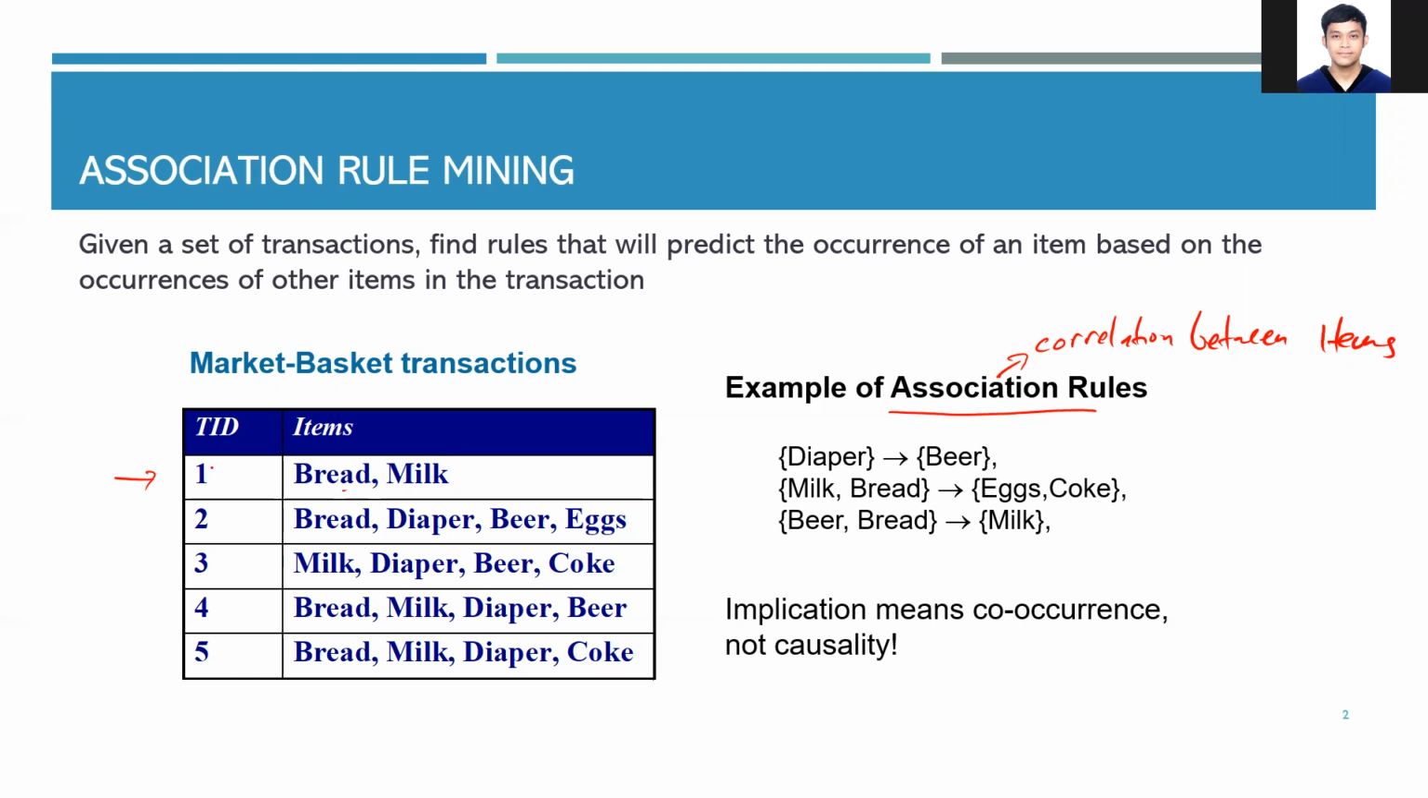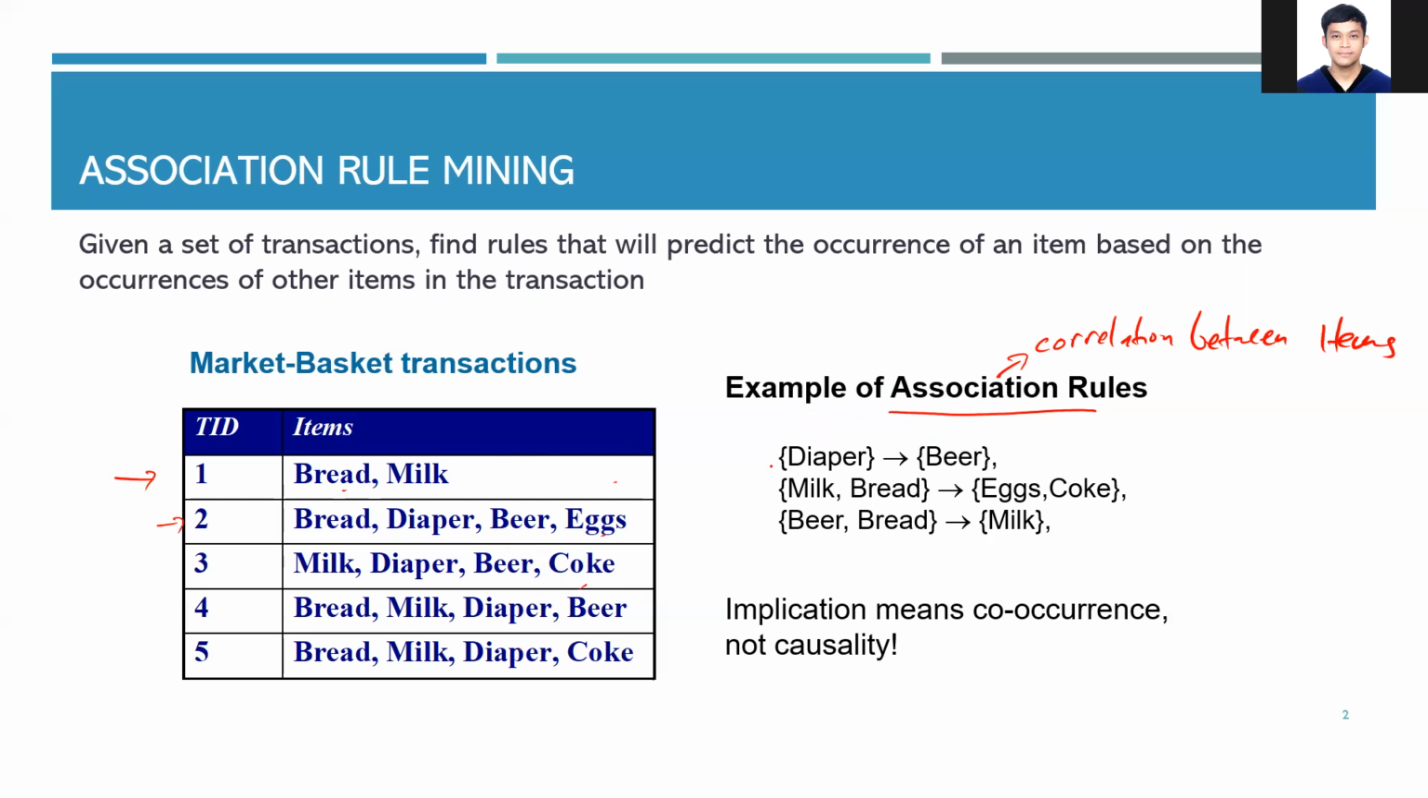Like this, the first transaction is a list of items bought together in transaction 1. The first transaction, he or she bought bread and milk. And then the next transaction is also a list of items bought together in transaction 2. For example, bread, diaper, beer, and eggs. For association rules, we're going to find out the correlation or rules between items in this transaction set.